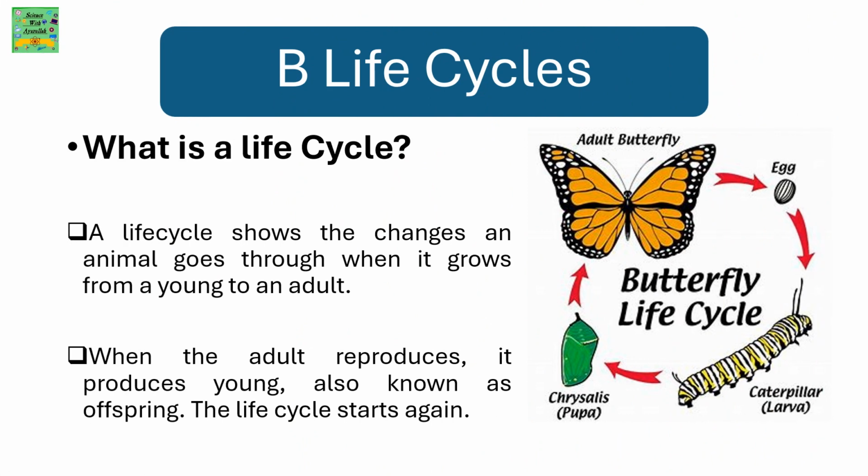Life cycles. What is a life cycle? A life cycle shows the changes an animal goes through when it grows from a young to an adult. When an adult reproduces, it produces young ones, also known as offspring. The life cycle starts again.